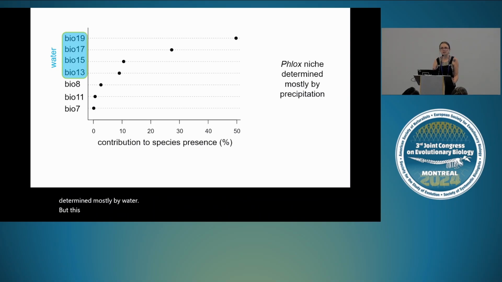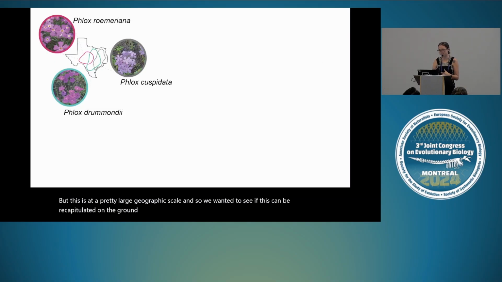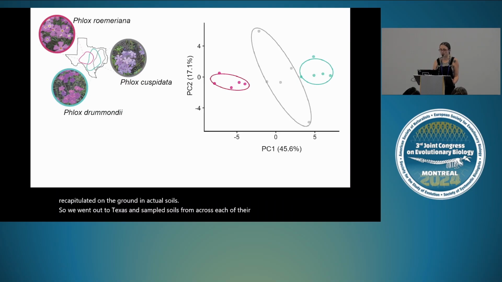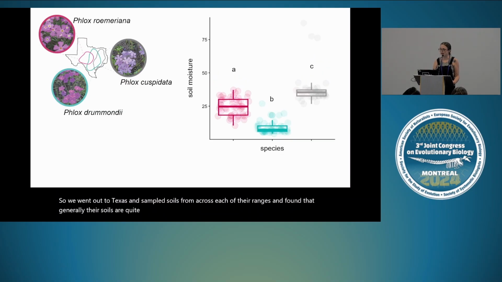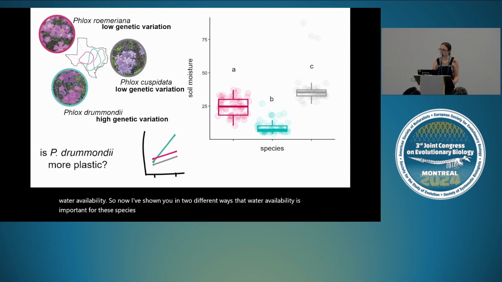But this is at a pretty large geographic scale, and so we wanted to see if this can be recapitulated on the ground in actual soils. So we went out to Texas and sampled soils from across each of their ranges and found that generally their soils are quite different, and that again, most of this difference is driven by water availability. So now I've shown you in 2 different ways that water availability is important for these species. So with all of this environmental information, we hypothesized that Phlox drummondii is more plastic given that it has higher genetic variation relative to its relatives.